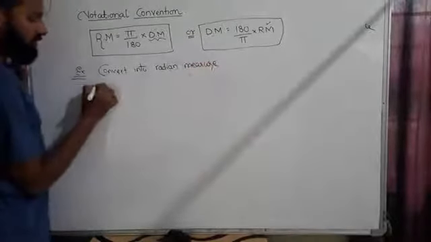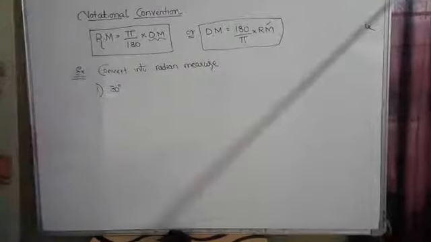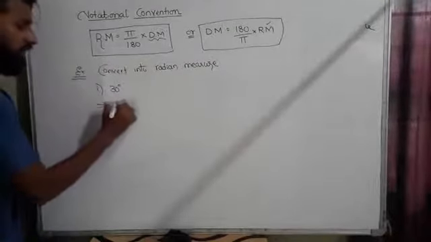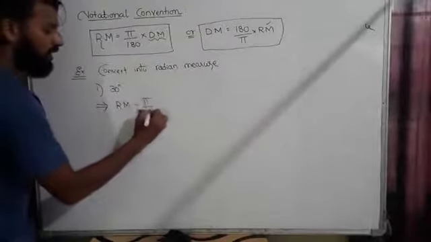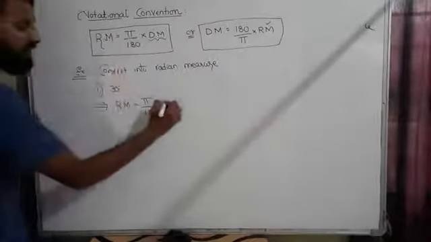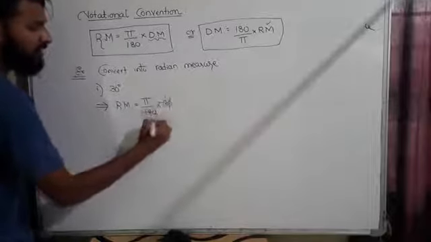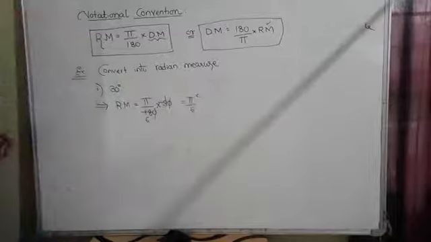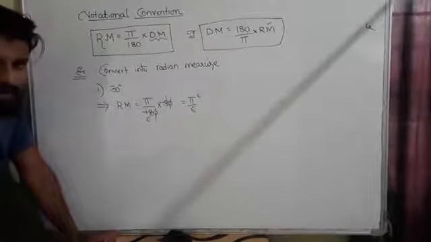So the first question here is, let's take 30 degrees, my dear friends. I want it in radian measure, so I'm going to use the first formula. That is, radian measure is equal to pi upon 180 into degree measure. What do we have? 30 degrees. So they cancel each other: 3 ones are 3, 3 sixes are 18. So this is pi by 6 radian. So I got to know that 30 degrees means pi by 6 radian.